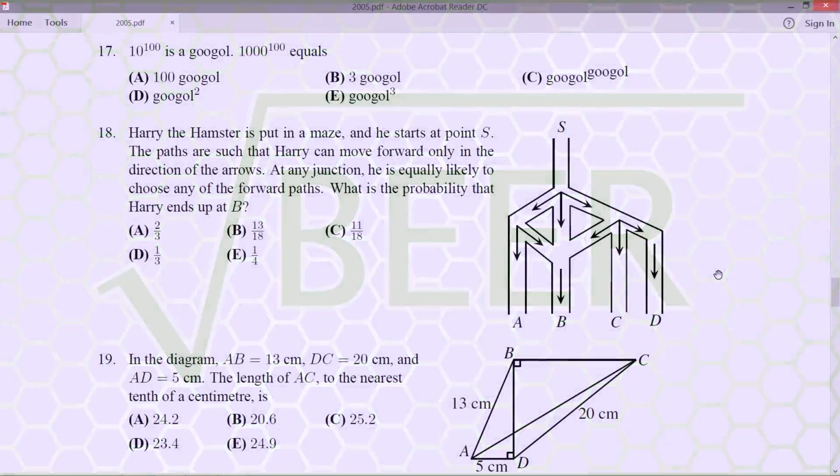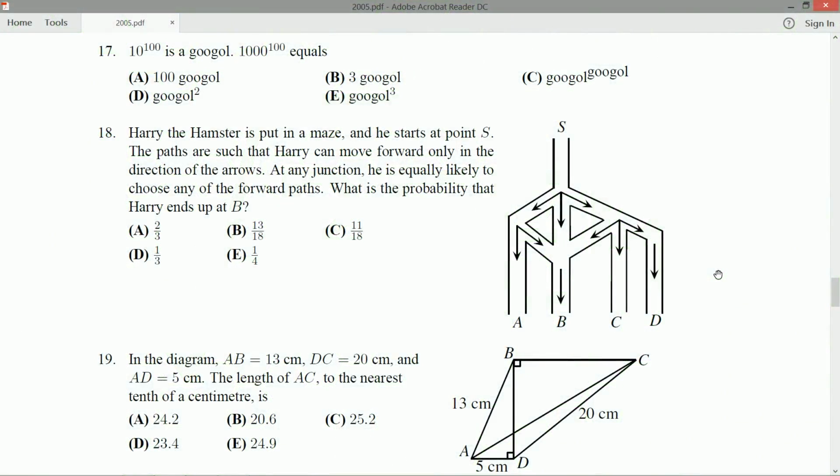Root Beer here, looking at question number 18 on the 2005 Cayley contest. Harry the hamster is put in a maze, and he starts at point S. The paths are such that Harry can move forward only in the direction of the arrows, and we do have some arrows going on here. At any junction, he is equally likely to choose any of the forward paths. What is the probability that Harry ends up at B?